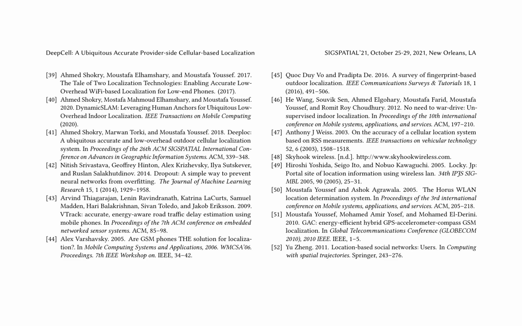DeepCell's approach differs from traditional fingerprint-based outdoor localization methods, which rely on extensive wardriving to create a database of signal fingerprints. Instead, DeepCell uses a crowdsourced approach, leveraging mobile devices to collect signal data and provide location information. This approach is more energy efficient and scalable than traditional methods.